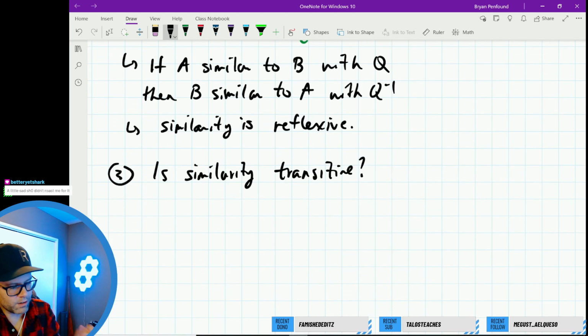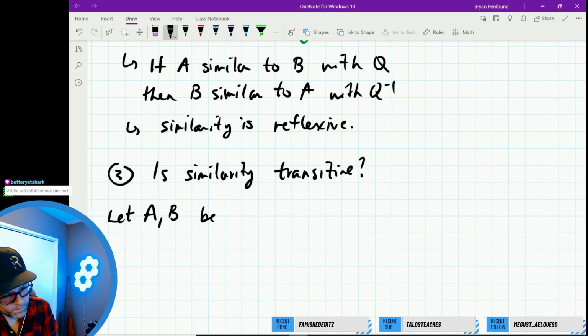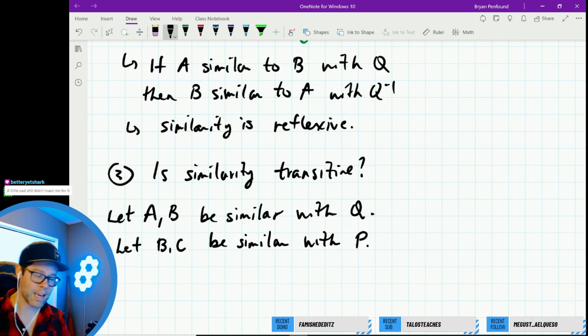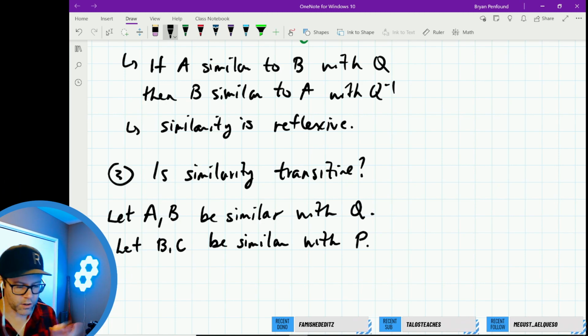So transitivity says that we need A and B to be similar, and let's take matrix Q, and let's also have B and C be similar. In this case, let's take matrix P to be the invertible matrix. So here, Q and P are both invertible.